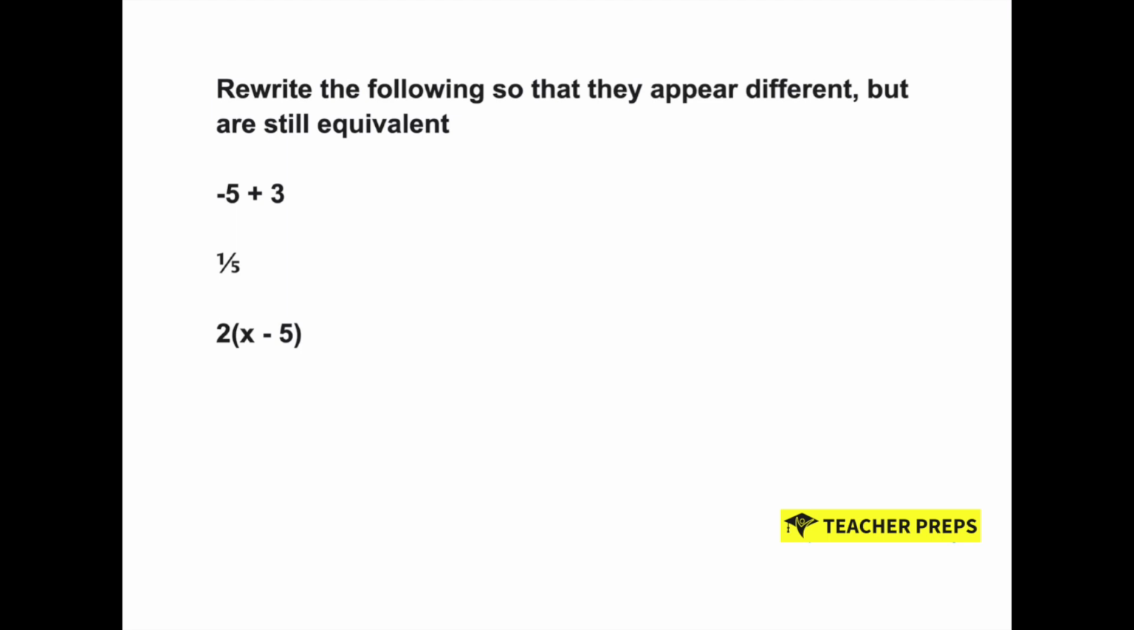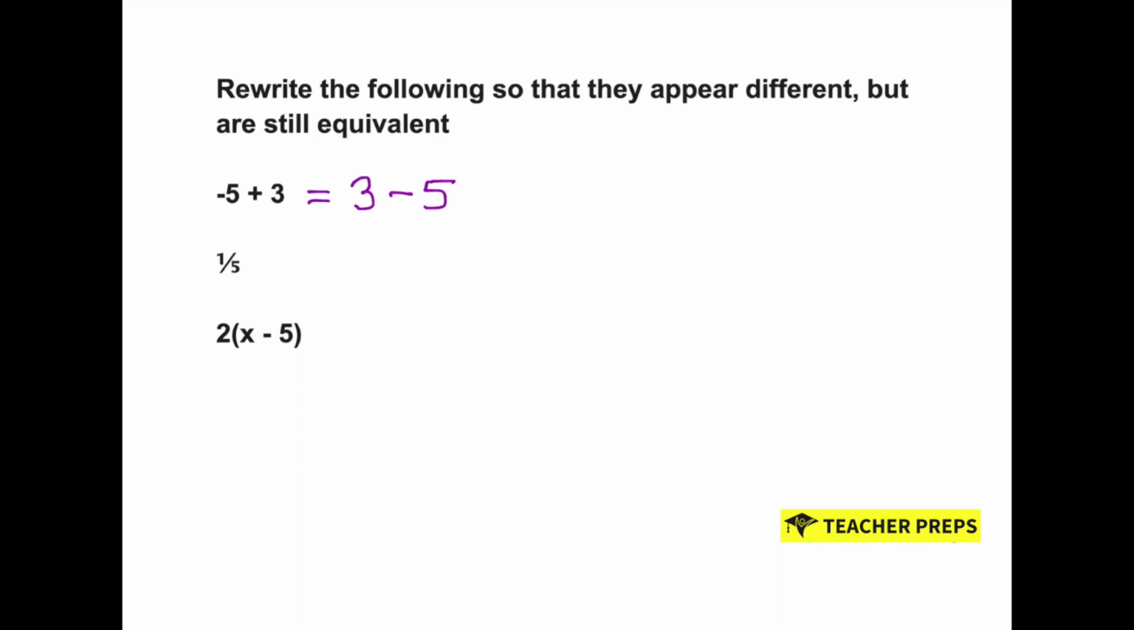Now let's see how you did. On this first one, you could rewrite this by switching around the 3 and the -5. The 3 is positive, so we can write a +3, and a negative sign and a minus sign mean the same thing, so we can make this a -5. -5 plus 3 is the same as 3 minus 5. Both get us a -2 for an answer.